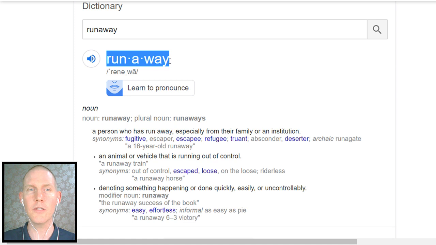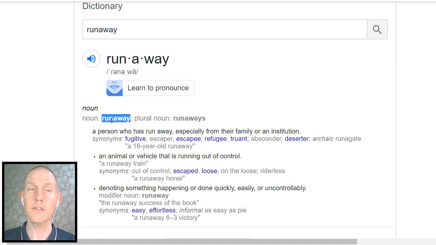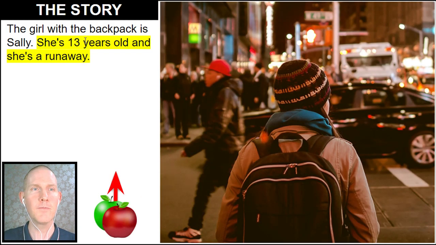So here it's all together. It's runaway. It's one word because that's the person. If we put run away with a space in between, we are describing the action. The person is running away or they will run away, something like that. All right, let's go back. She is 13 years old and she's a runaway. She has left her home and escaped and doesn't plan to go back.